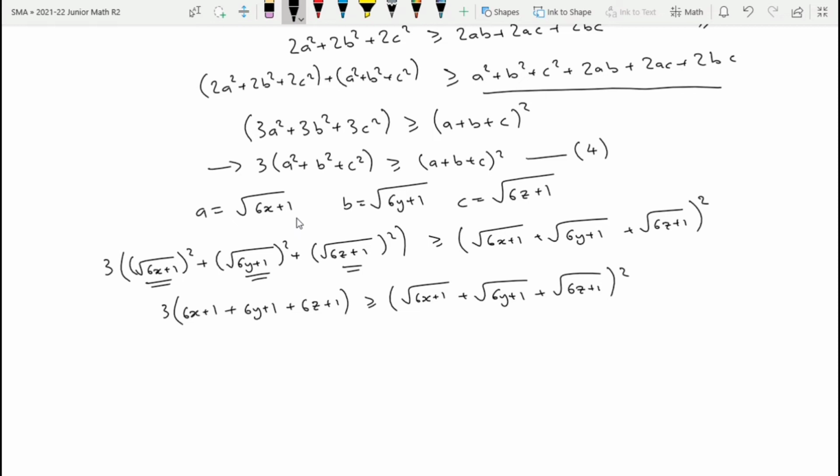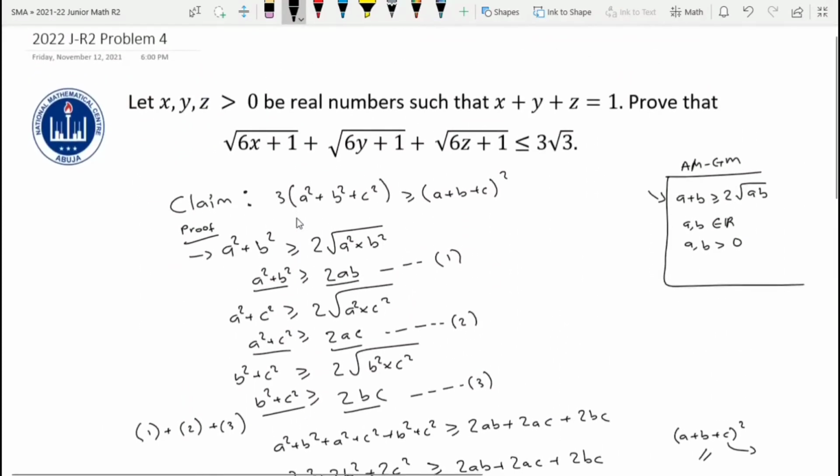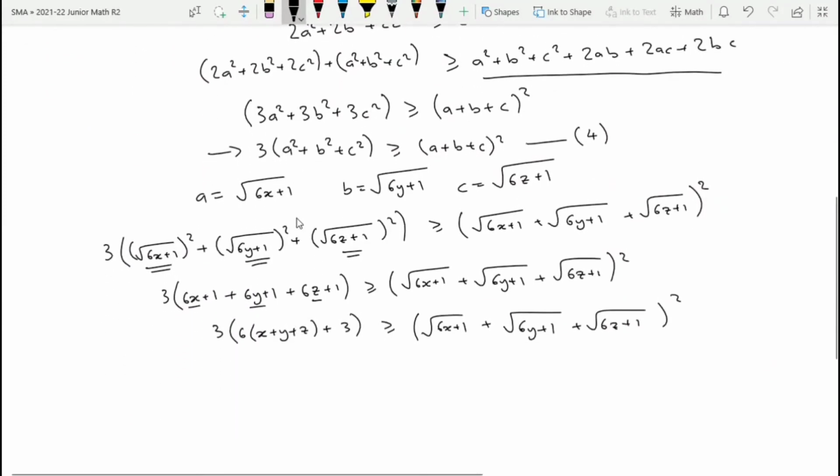And then when we factorize the left hand side further, we notice we have 6x, 6y and 6z here. We have that 3 into 6 into x plus y plus z plus 3 is greater than or equal to square root of 6x plus 1 plus square root of 6y plus 1 plus square root of 6z plus 1 all squared. And then remember that in the question we were told that x plus y plus z is 1. So we're going to replace x plus y plus z here with 1. So then this becomes 6 times 1.